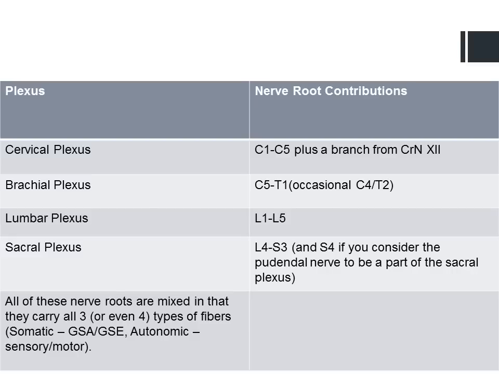So the cervical plexus is the first one that we'll talk about, and the cervical plexus is composed of nerve root contributions from C1 through C5, plus also a branch from cranial nerve number 12, the hypoglossal nerve. And I'll elaborate a little bit more on each of these plexuses as we go along here, but let's just outline the basic neurologic makeup of each of these plexuses. So that's the cervical plexus, and then the brachial plexus.